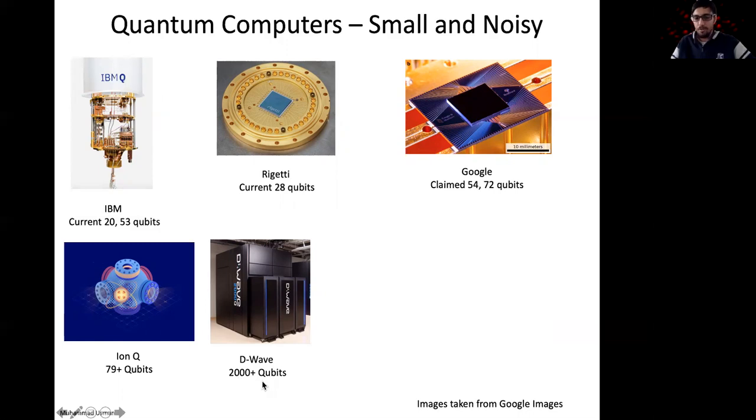D-Wave have a large number of qubits, 2000 plus, but they are slightly different. They cannot solve all the problems. They are very specialized machines. That's why they have a very large number of qubits, but their applications are very limited because these machines are wired to do certain tasks. They are not universal machines. All the other machines have very few qubits, but they're universal. You can reprogram them to do different tasks. But the D-Wave machines cannot be easily reprogrammed. They are programmed to do certain tasks, and they can only do those tasks. So they have a large number of qubits, but limited functionality.